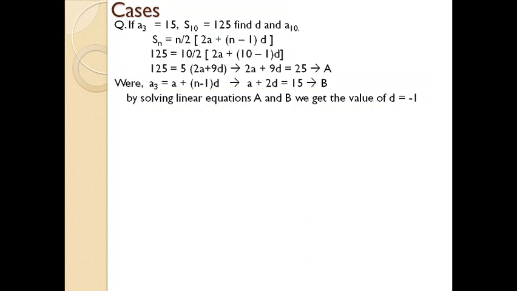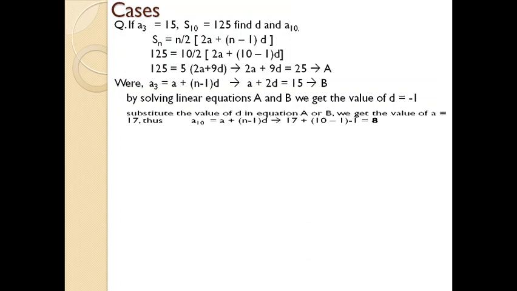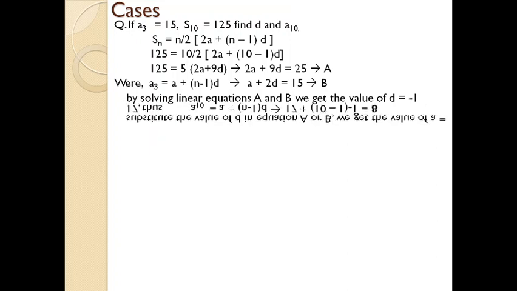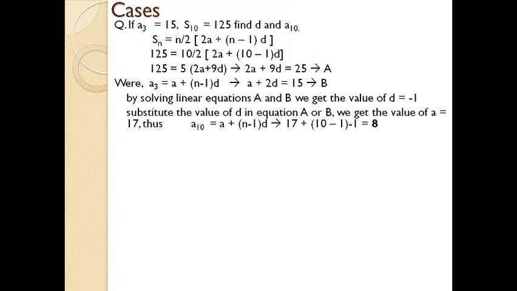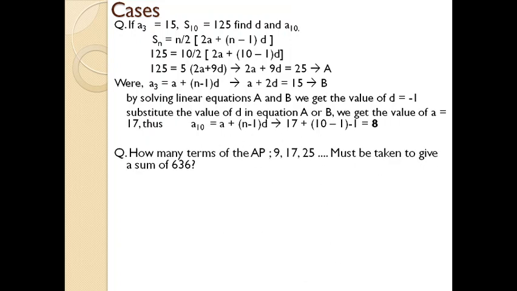Next, you need to find the value of A10. On the basis of the first equation of arithmetic progression, A10 equal to a plus (n minus 1) into d. By substituting the known values and the value d equal to minus 1, you will get A10 equal to 8. You have got the answers for d and A10. Next, we will try another case.